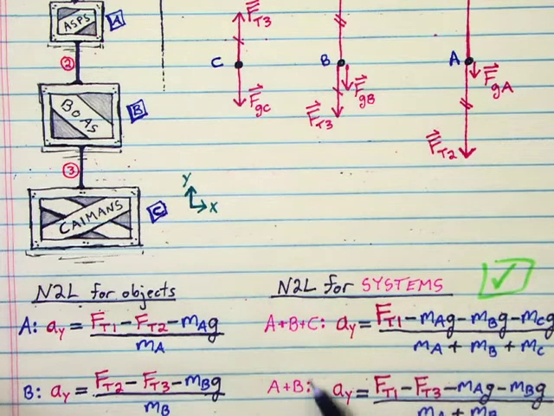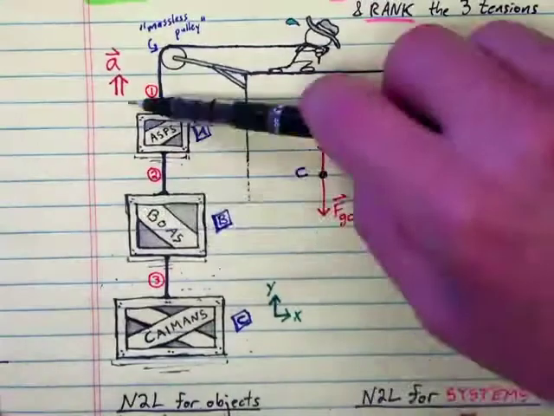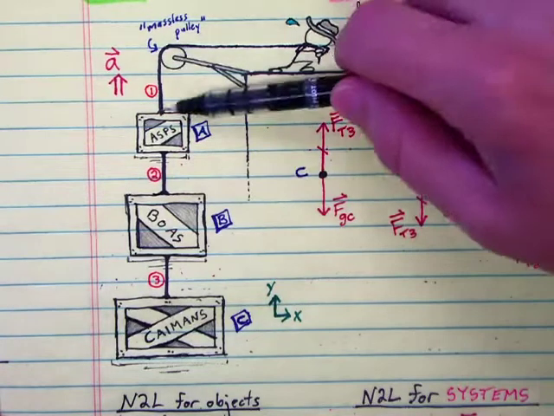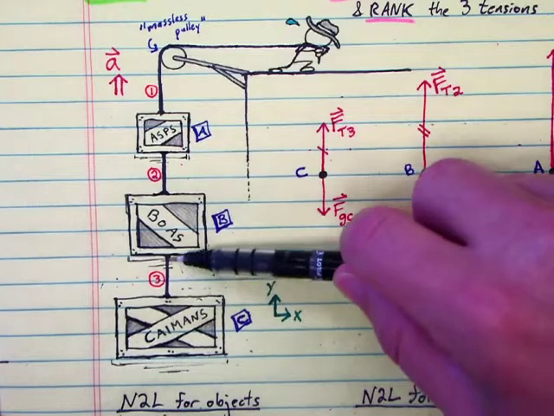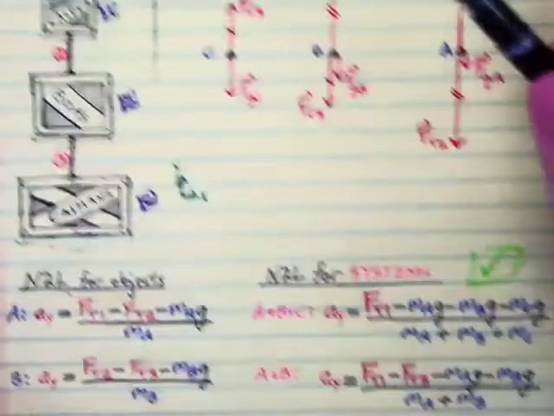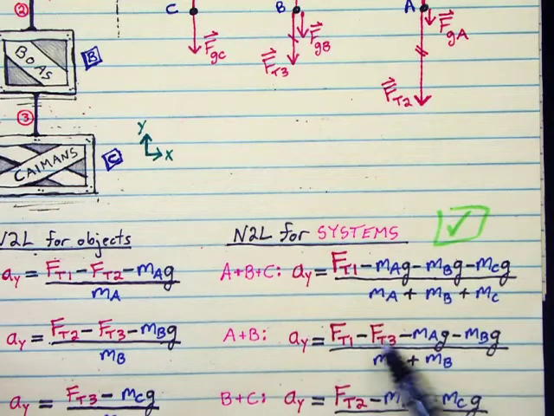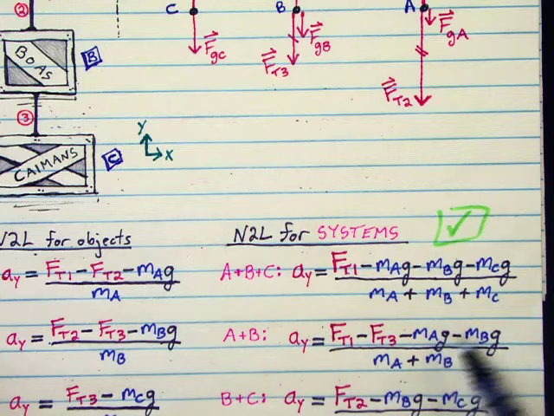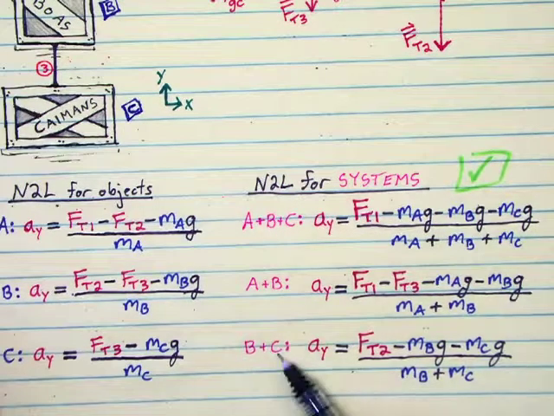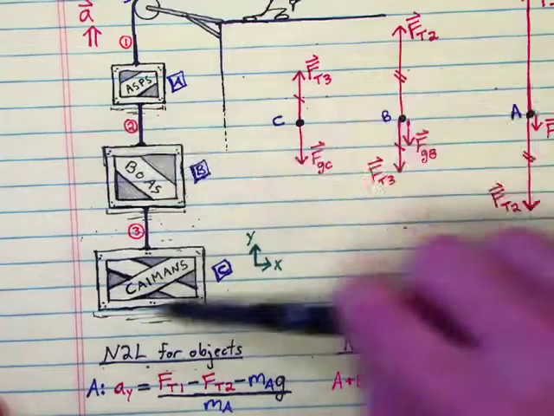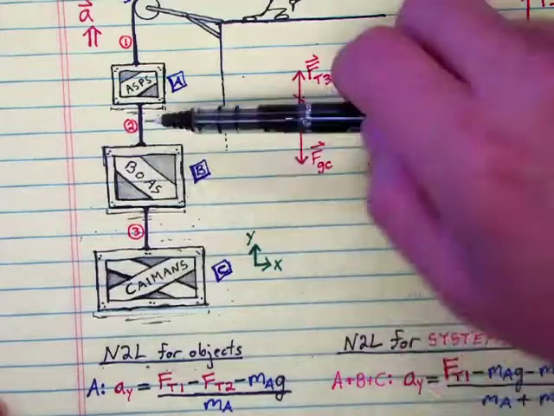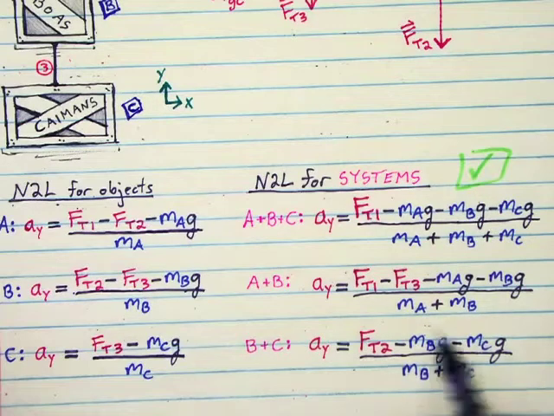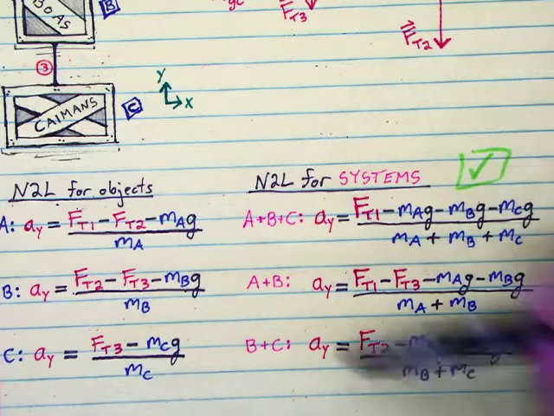If A plus B is our system, then tension 2 here is internal, but 1 is external, and 3 pulling down is external. So we would have 1 and 3 as our external tensions and those 2 forces of gravity on our objects A and B. Likewise, if B and C is our system, then 3 would be an internal force, but tension 2 would be external, and then the 2 weights would be external. All right, so there's our N2Ls for the systems.